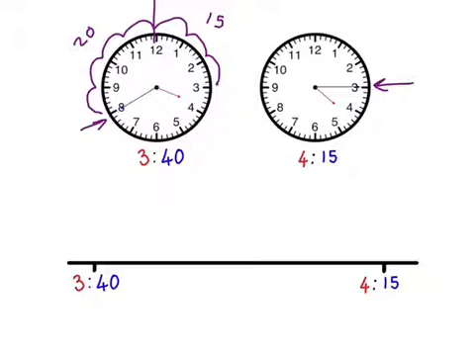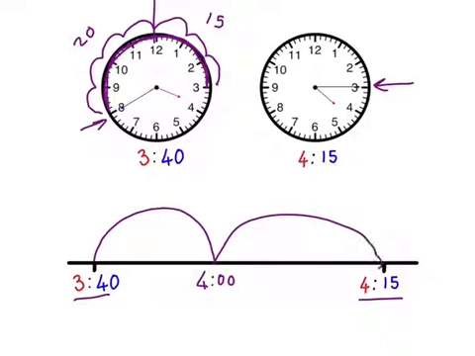Now, if I didn't have a clock, well, I could still draw a line. I could take this line of the clock, this bit here, and turn it into a straight line. I could mark my start time of 3:40 and my end time at 4:15. Now, I need to know what gets me from 3:40 to the next hour, which is 4 o'clock, and then what gets me from 4 o'clock to 4:15. I haven't drawn those very accurately, but it doesn't really matter.